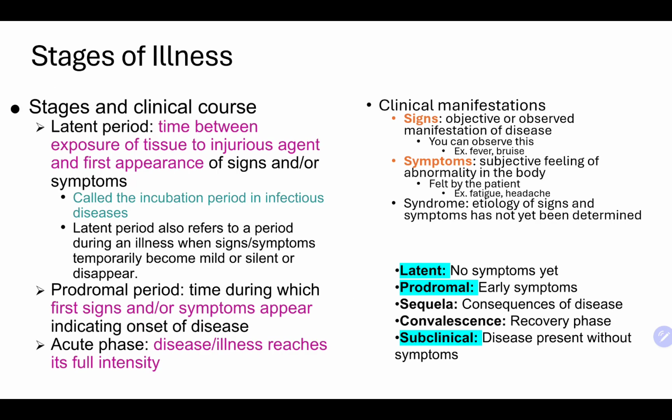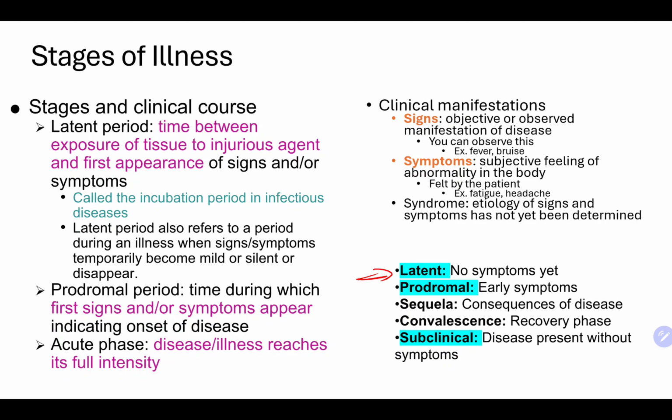So when we look at the stages of illness, remember the stages of illness, and I'll keep it pretty simple. If we're in that latent stage, the latent stage is the time between exposure of your tissue to that injurious agent to the first appearance of signs or symptoms. So in that latent stage, that beginning stage, there's no symptoms yet, basically. If it's an infectious disease, then we call that the incubation period.